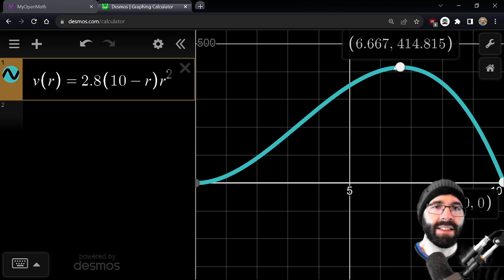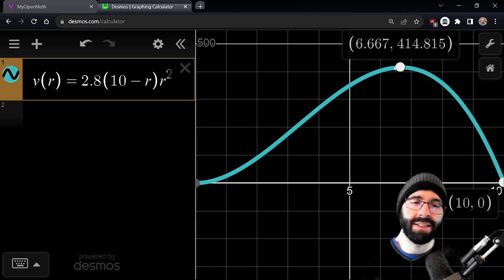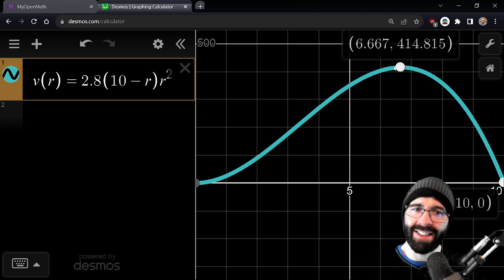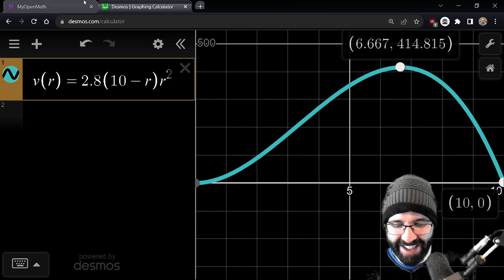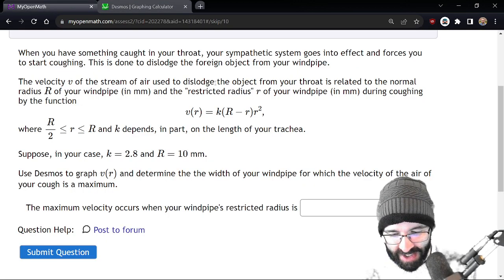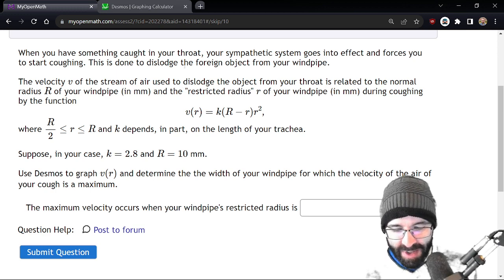Velocity is biggest when we're at about 2/3. I think this is scientifically accurate. You can Google it. We cough at about 2/3 restriction. All right. And the velocity would be 414 point something units per unit. What is that? Millimeters per second or something? We're missing information.